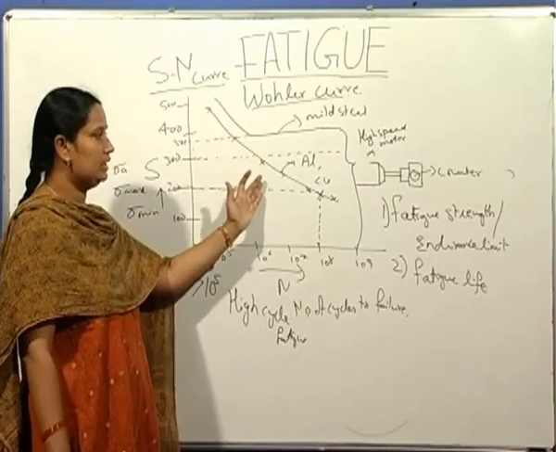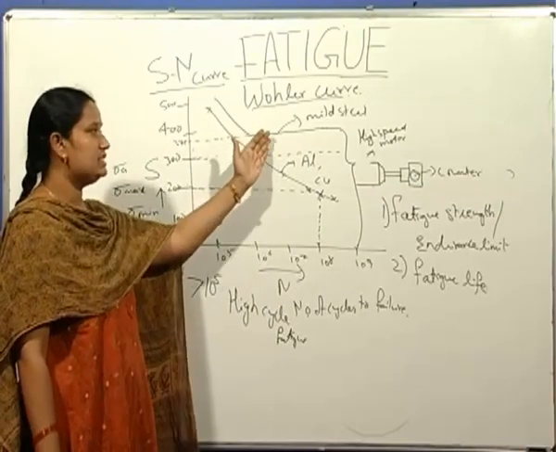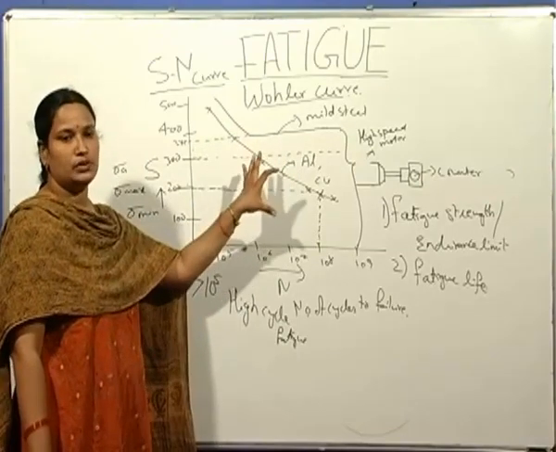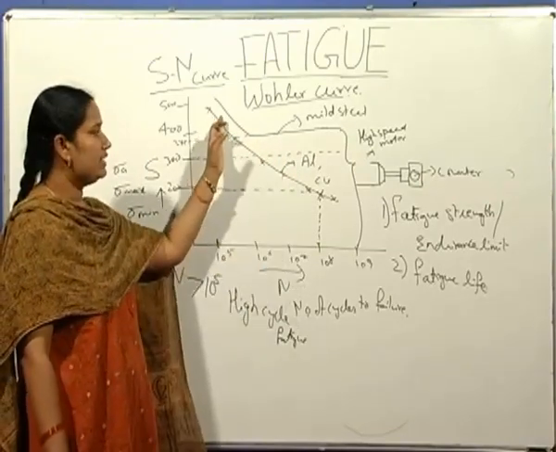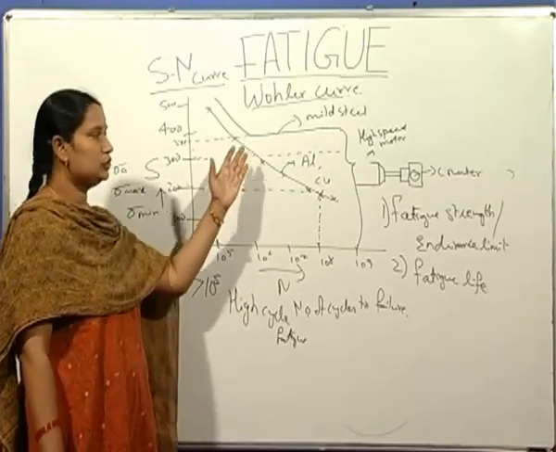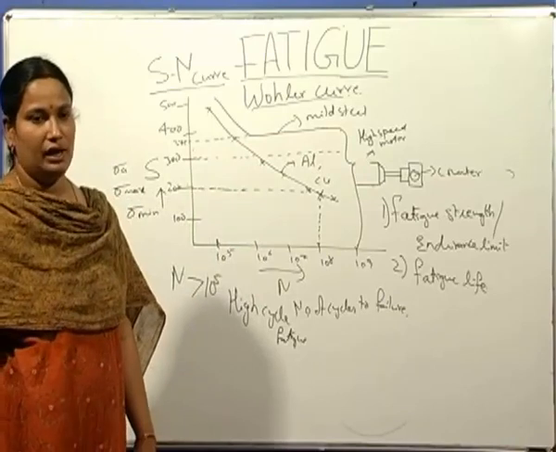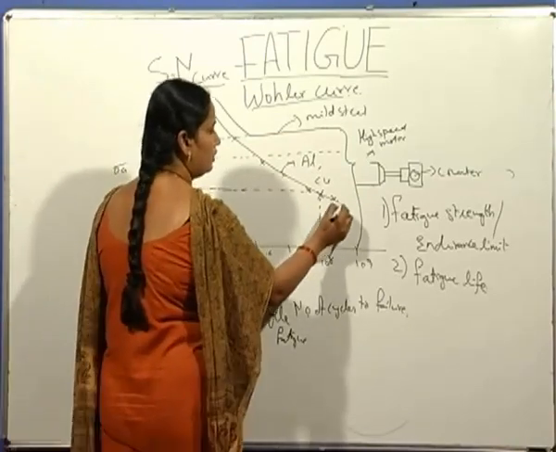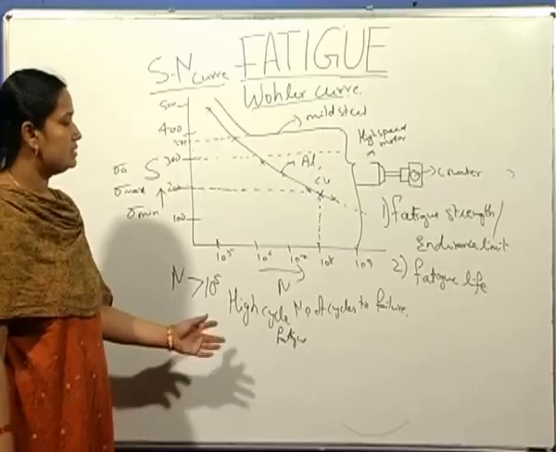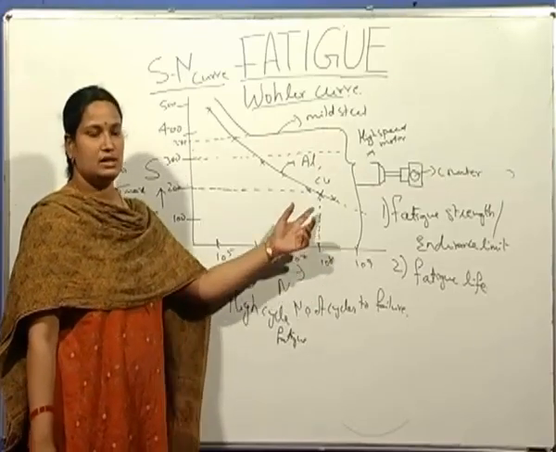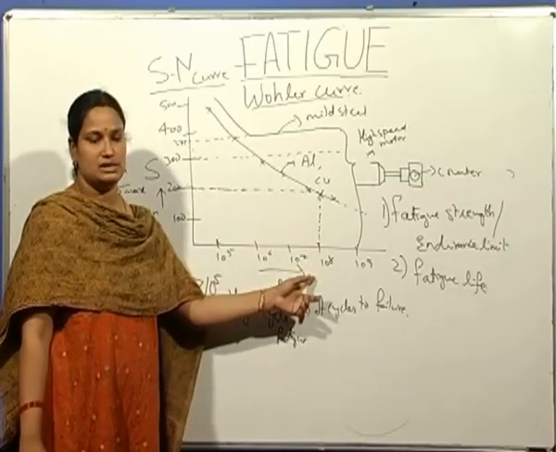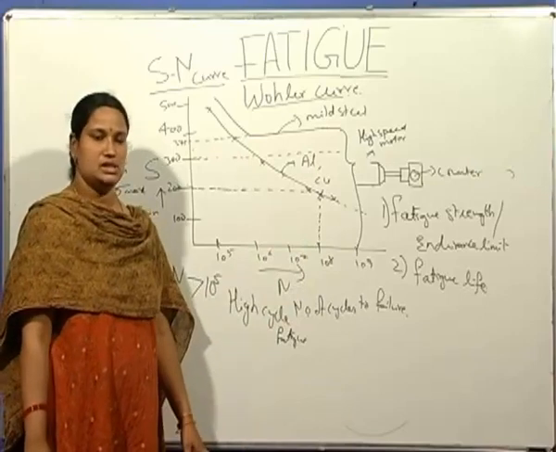And this is the curve for materials like mild steel, which shows a true fatigue strength or true endurance limit, whereas other non-ferrous materials like aluminum and copper do not show this type of true endurance limit, and the curve slopes down. So fatigue life is defined as, at some specified number of cycles, the stress that corresponds to that number of cycles is the fatigue life of the specimen.